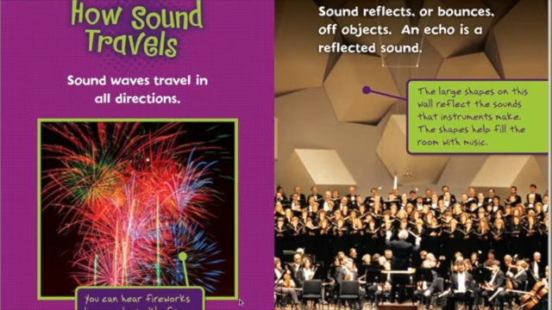How sound travels. Sound waves travel in all directions. You can hear fireworks boom and crackle from anywhere nearby. Sound reflects or bounces off objects. An echo is a reflected sound. The large shapes on this wall reflect the sounds that instruments make. The shapes help fill the room with music.